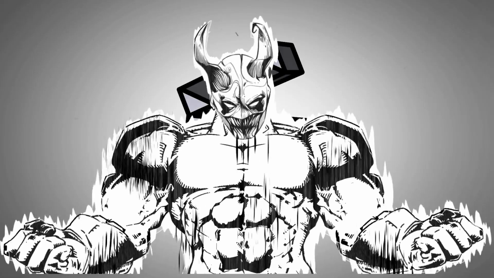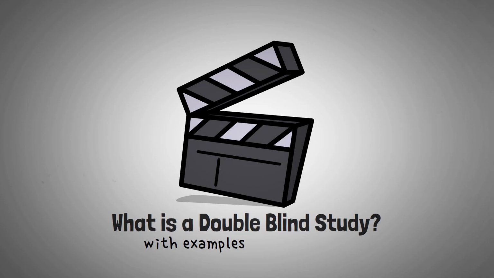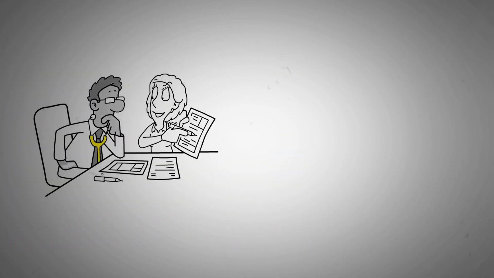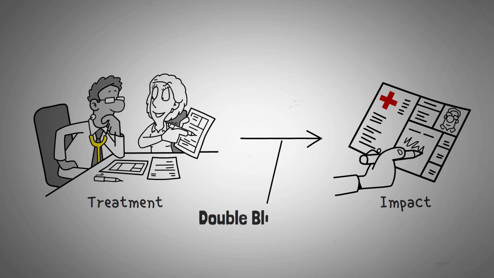In this video, we're going to learn what a double-blind study is, and I'm going to explain some examples of it. Then, we're going to go over the limitations of a double-blind study. In the case of professional studies and research, the impact of many treatments can only be confirmed after their effect has been verified in a double-blind study.